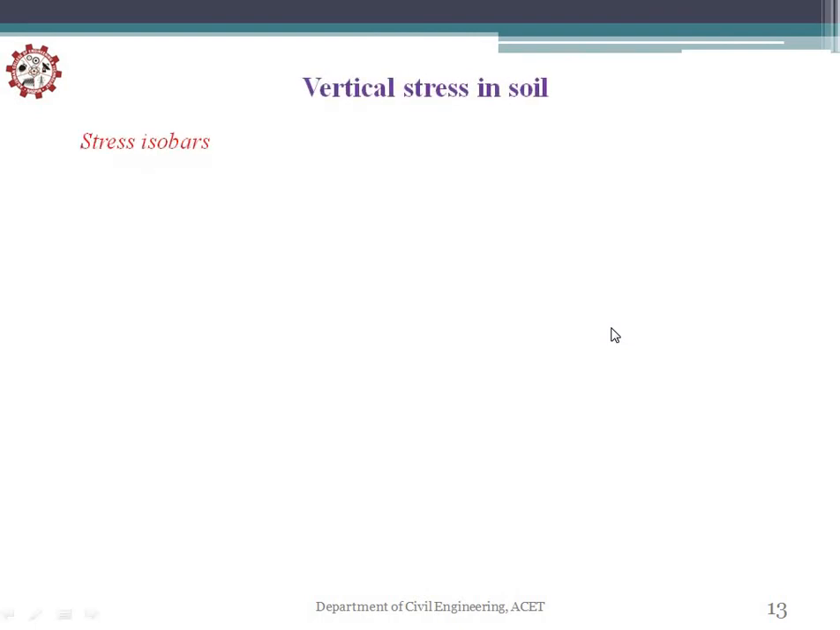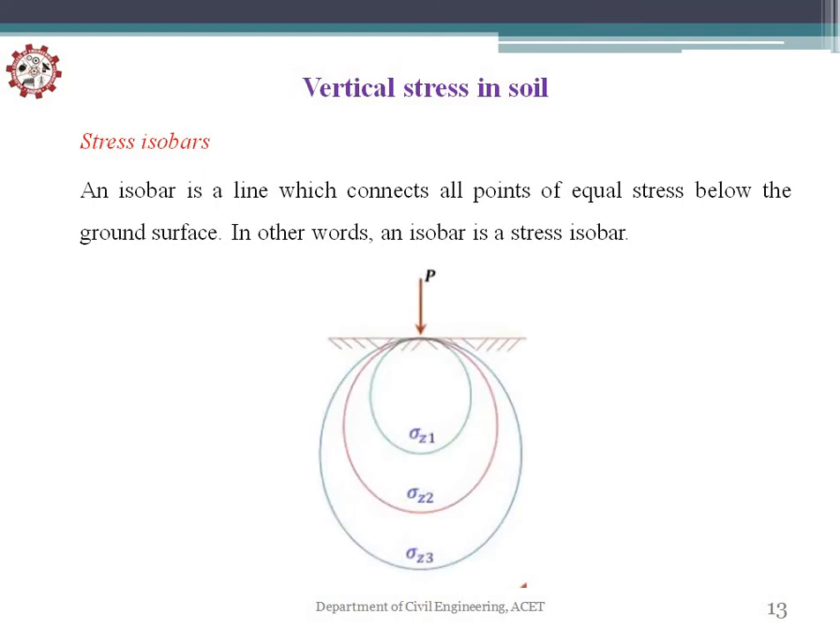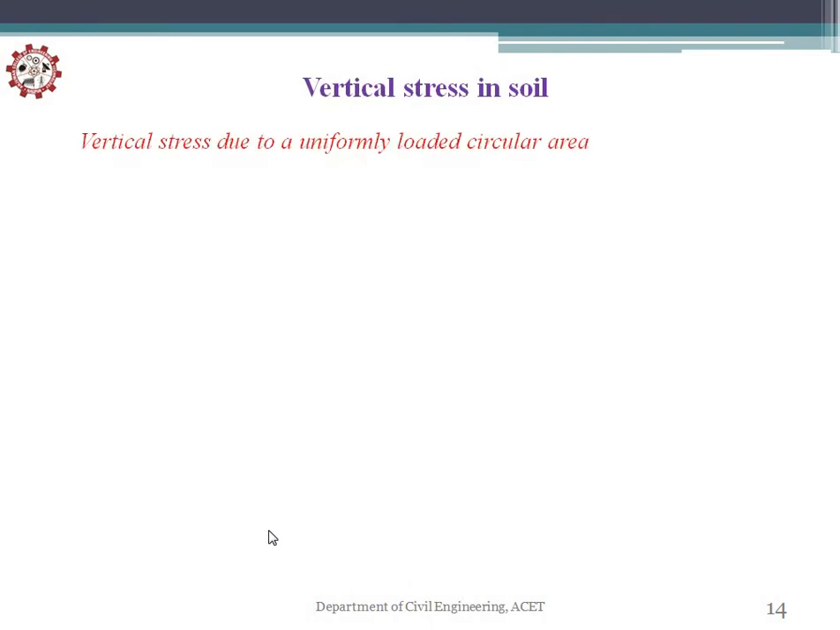Next is your isobars. An isobar is a line which connects all points of equal stress below the ground surface. In other words, it is a stress isobar. So if your load P is acting on the surface, then these are the isobars of stresses developed with respect to this load, at first Z1, second Z2 and third Z3. So this is how you need to calculate the isobars.